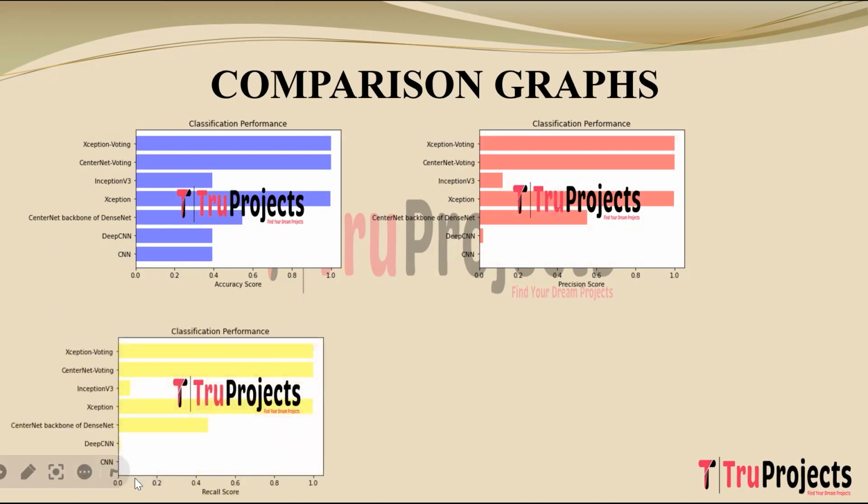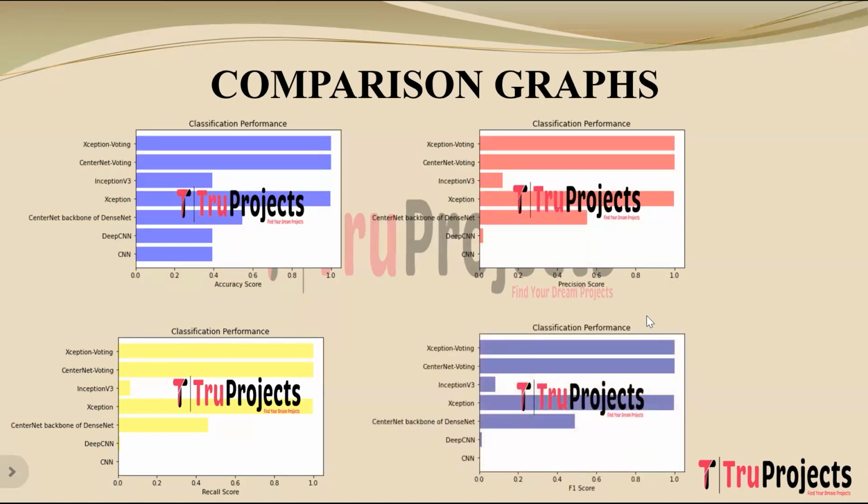This is the recall comparison graph. On the x-axis, we have recall score, and on the y-axis, we have algorithm name. Recall, also known as sensitivity or true positive rate, measures the model's ability to correctly identify all relevant instances in the dataset. It calculates the ratio of true positives to the total number of actual positive instances, true positives plus false negatives.